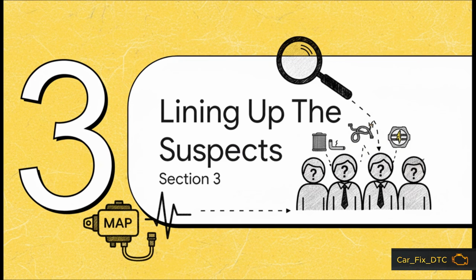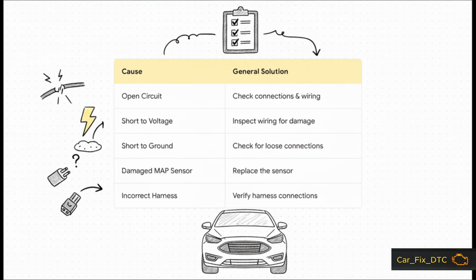Okay, so we've identified our victim, that flickering MAP sensor signal. Now it's time for that classic detective move. We're going to line up the usual suspects. See, a good technician doesn't just guess. They have a go-to list of the most likely causes behind a P0109 code. And they go through them one by one. And here they are, our 5 most wanted.